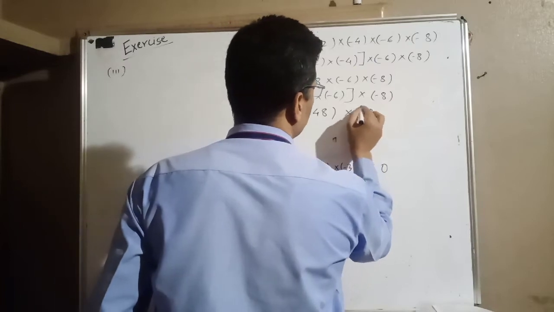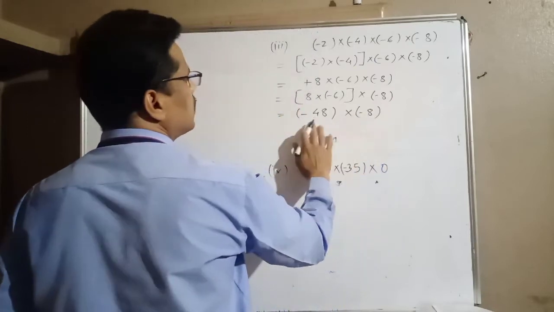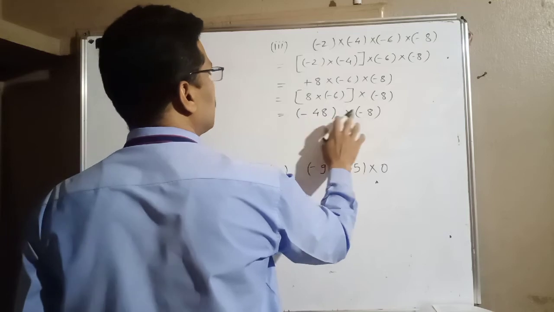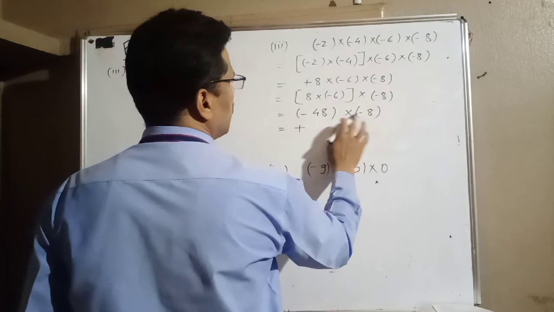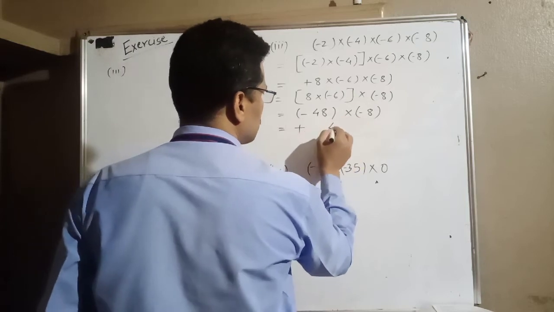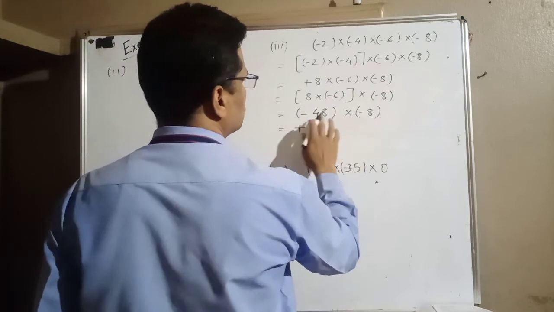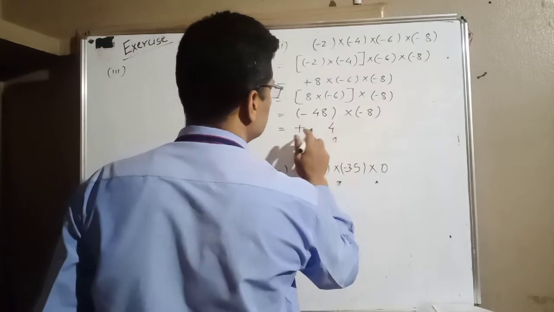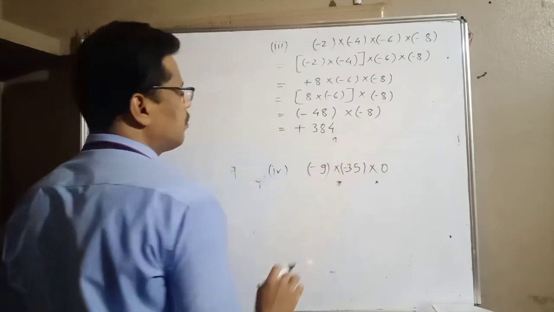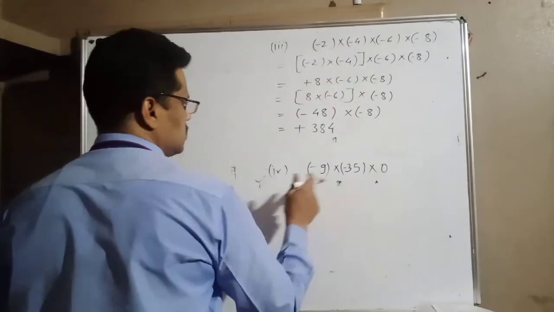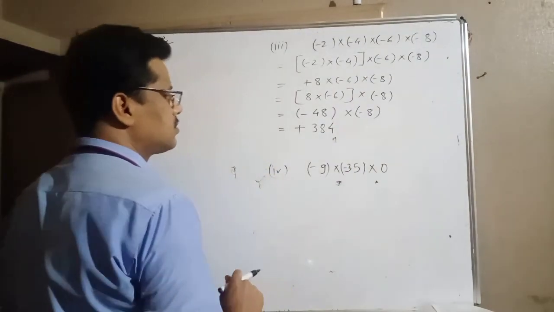Multiply by minus 8. Now here both are negative, so first we multiply their sign. Minus minus plus. Now 8 8s are 64, so 4 carry 6. 8 4s are 32, 32 plus 6, 38. What is the answer? 384. Got it?